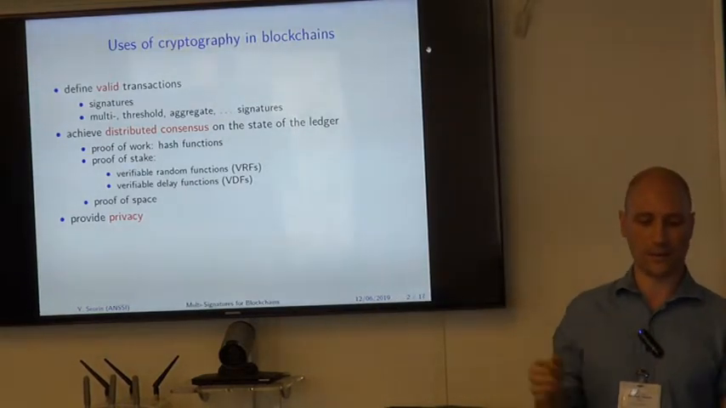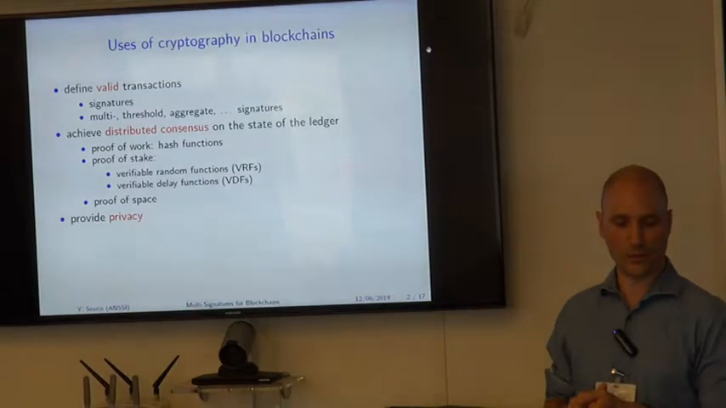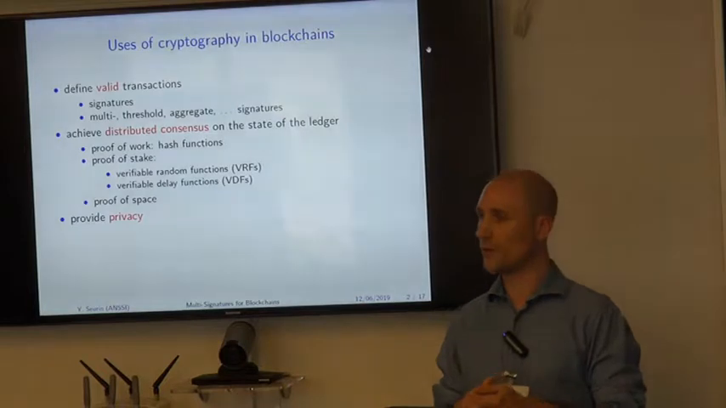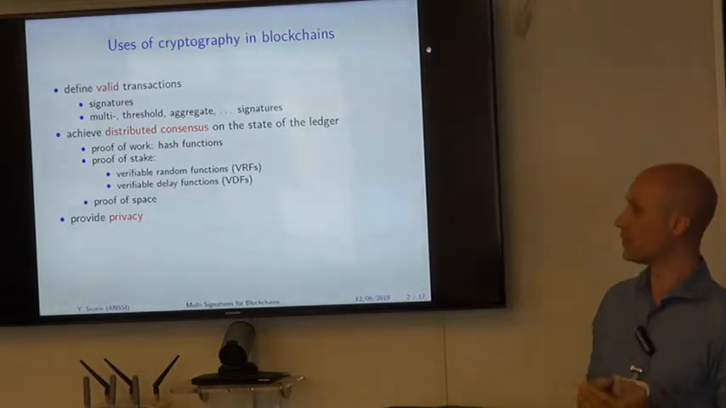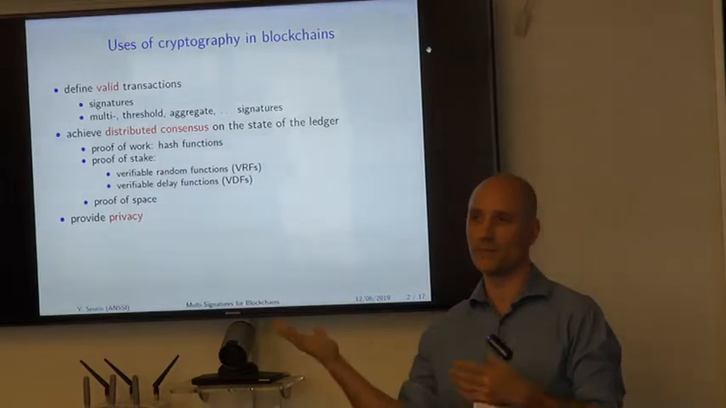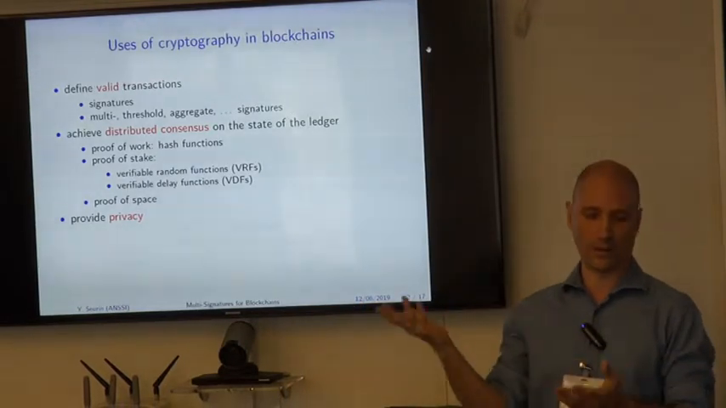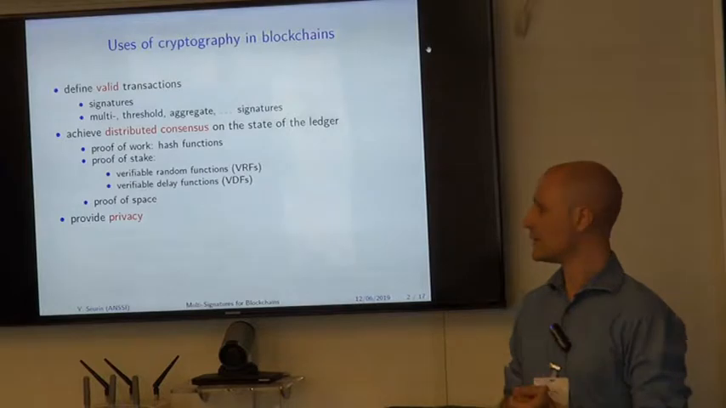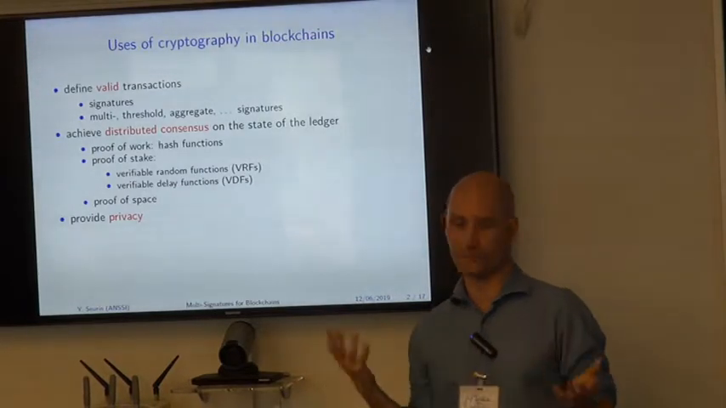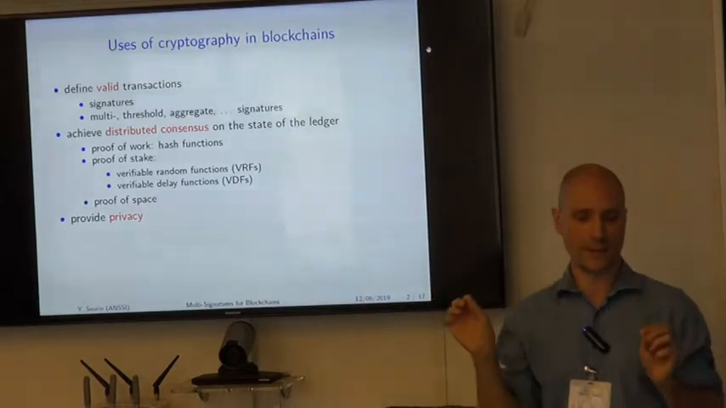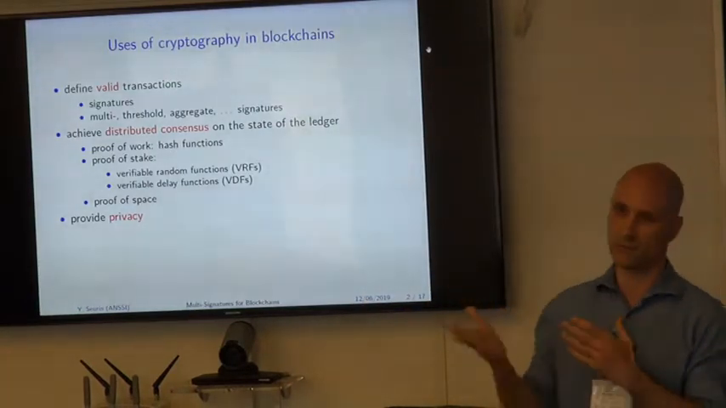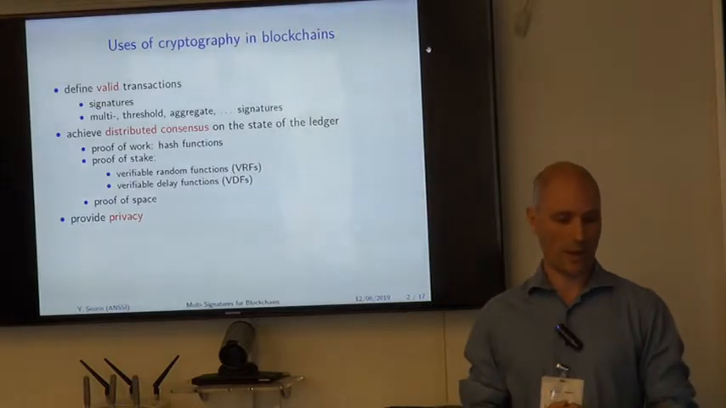And the last thing for which you need cryptography is to provide privacy. As you probably know, Bitcoin does not provide a lot of privacy. It's only pseudonymous, which means that you don't know who hides behind a given public key. But actually, since all transactions are public and are in the blockchain, you can do a lot of analysis. You can cluster the addresses, and if you're clever, you can even identify who's behind an address.